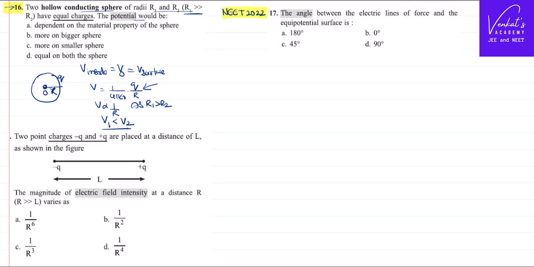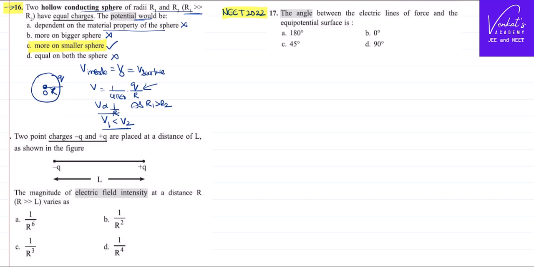So, does the potential depend on the material or property of the sphere? No. Is it more on the bigger sphere? No. Is it more on the smaller sphere? Yes, because it is inversely proportional to radius. Is it equal on the spheres? No. So, the right answer is it is more on the smaller sphere. That is one simple question. Let us have a look at the next question.